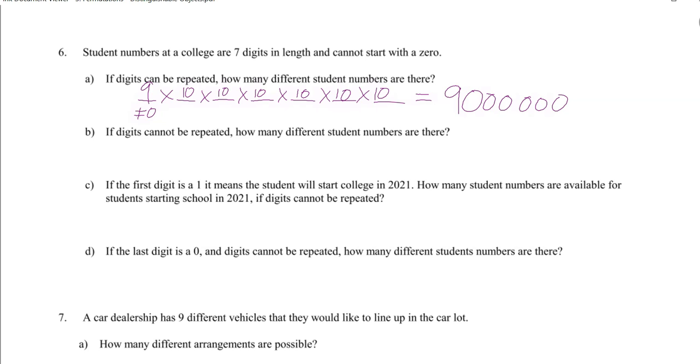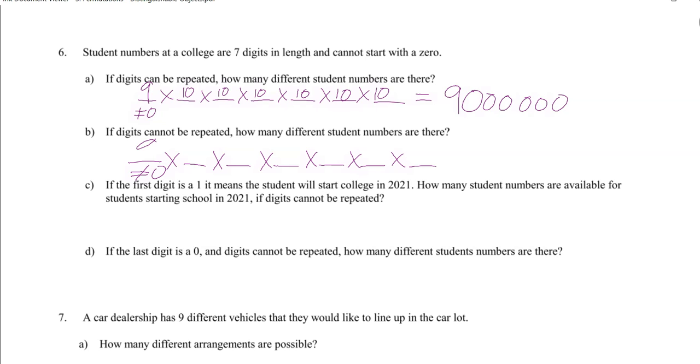If digits cannot be repeated, how many different student numbers are there? Okay, not equal to 0, 7 digits. Yeah, me personally, I like fundamental counting principle. Right. Kind of my go-to method. All right, can't be 0. How many digits for the first digit? 9, right? Same as before. We got 10, this can't be 0, so we have 9 to choose from.